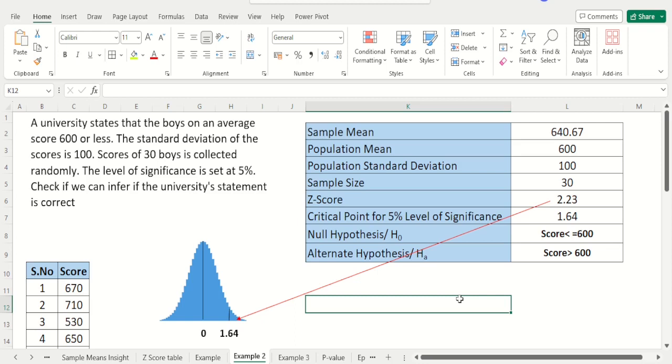So this is another example of how you would go about using hypothesis testing, or to be more precise, how you would utilize a z-test when your sample size is 30 or greater. Okay, let's take a look at a third example.